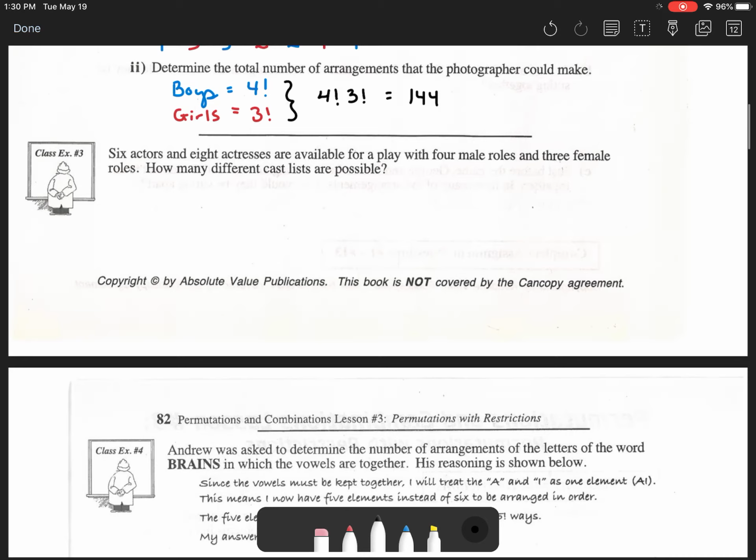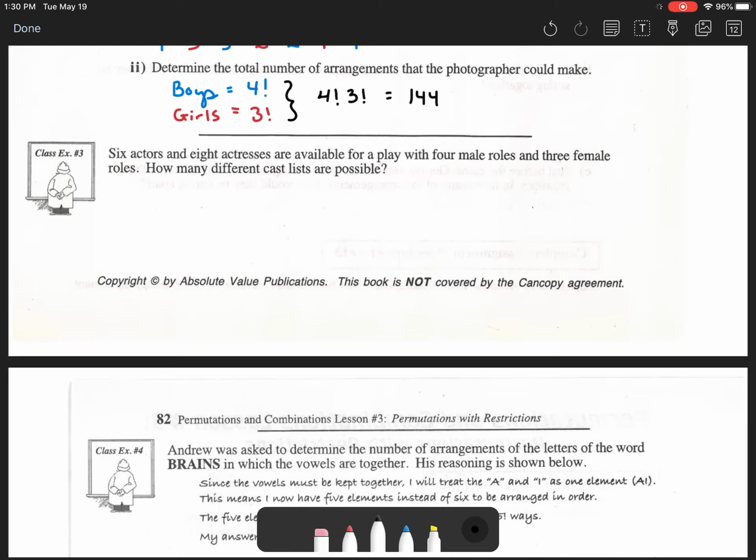In class example 3, 6 actors and 8 actresses are available for a play with 4 male roles and 3 female roles. How many different cast lists are possible? Okay, so in this question, this would be a permutation because when you play a different character in a play, that would be a different order, in terms of order matters. When we start giving positions to people, like actors and actresses in the play, or a president and a vice president in organizations, order matters, right? So again, it's not just being part of the group, it's a specific role in that group.